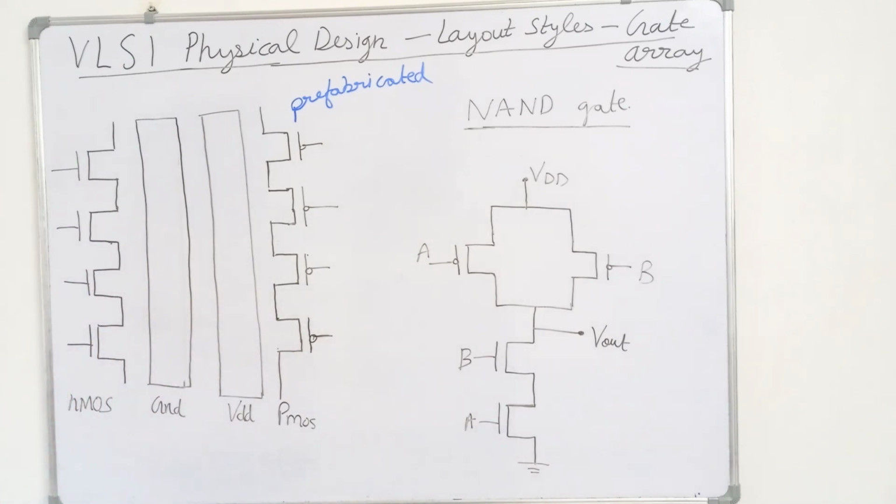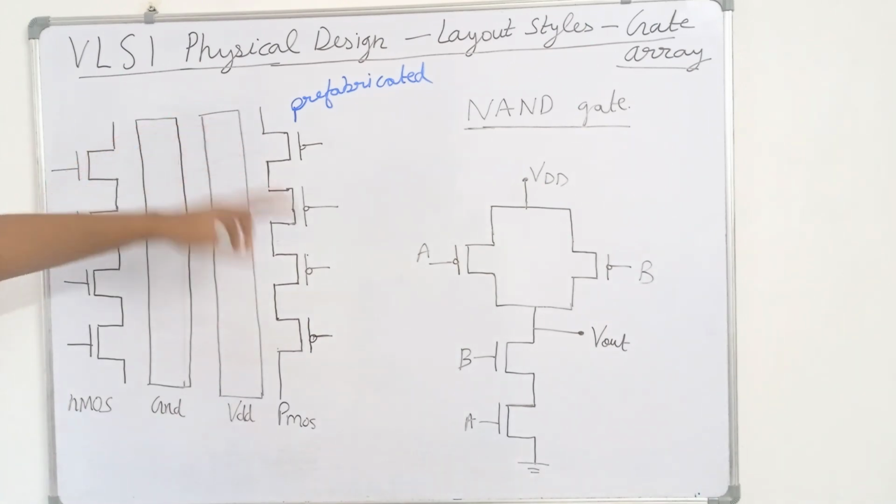So the single wafer will have many such arrays, and initially the transistors in an array are not connected. You can see initially these transistors are not connected in any way whatsoever. But when we realize the circuit, the metal connections must be placed.